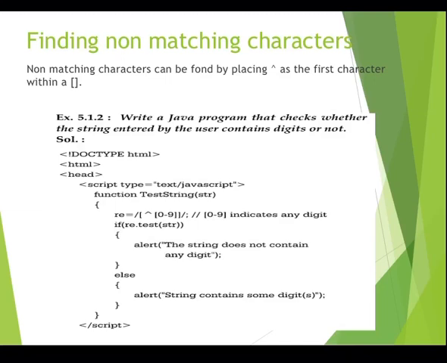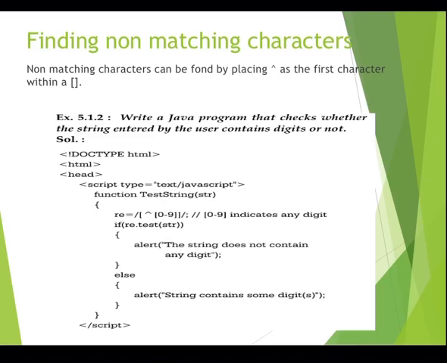For example, your string should not contain digits. So your regular expression should check if your string doesn't contain any of the digits. What you have to do is first place the ^ character, and then within the square bracket specify all the digits. Here 0 to 9 are the digits, right? There's no need to write all the digits 0, 1, 2, 3 to 9. You can just specify a range as 0-9. Let's see how the code is written.